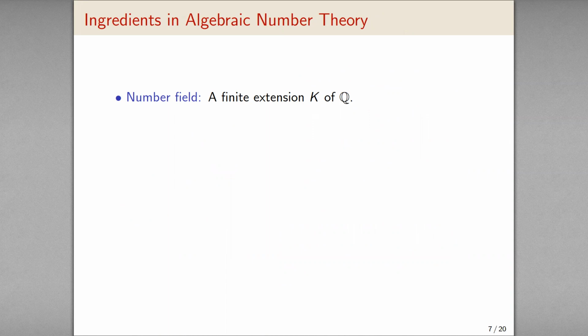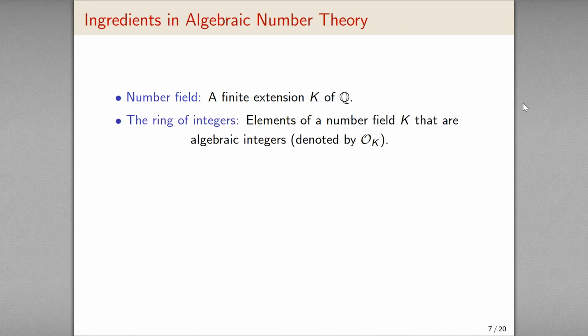A number field is just a finite extension K of Q, and the ring of integers of K is defined as the set of all algebraic integers in K. Recall that an element alpha is called an algebraic integer if alpha is the root of a monic polynomial with integer coefficients. But it's not obvious that this set actually forms a ring. One usually first shows that if alpha is an algebraic integer, then Z[alpha] is a finitely generated Z-module and goes on from there. We will denote this ring of integers by O_K.